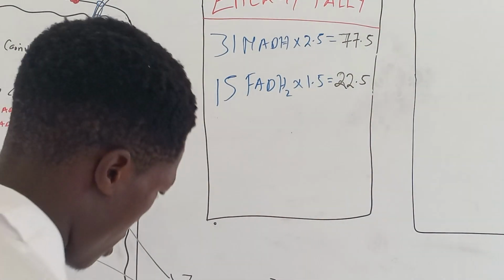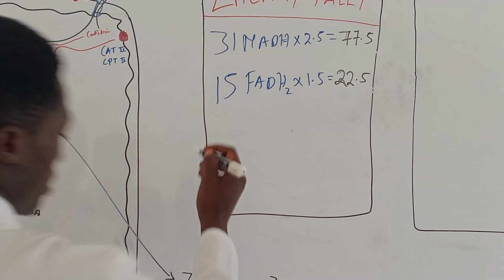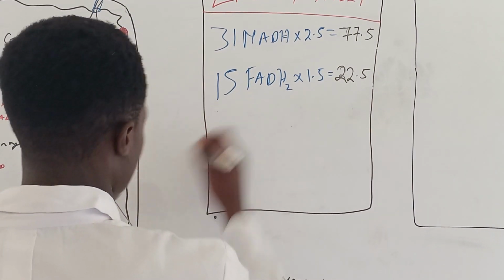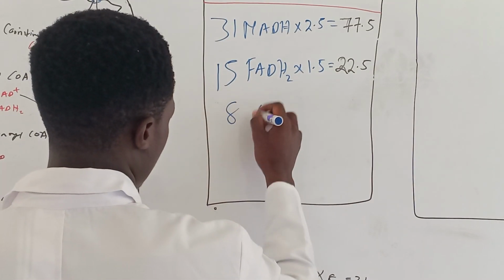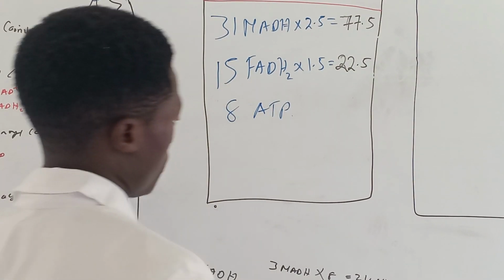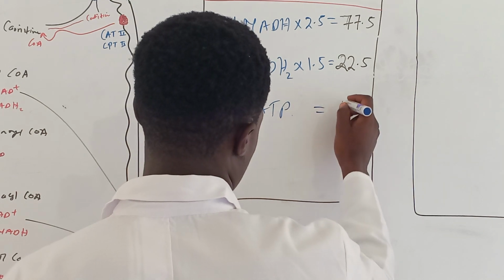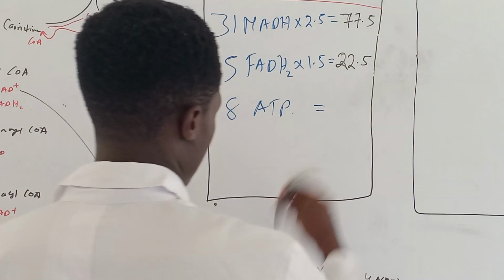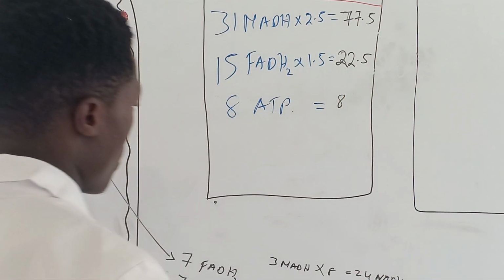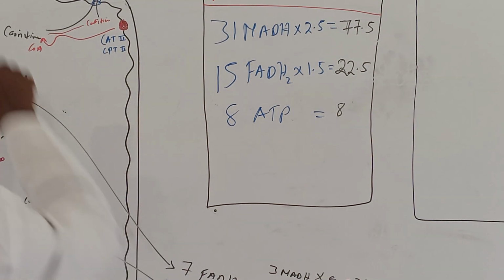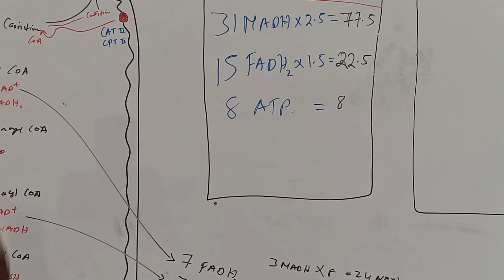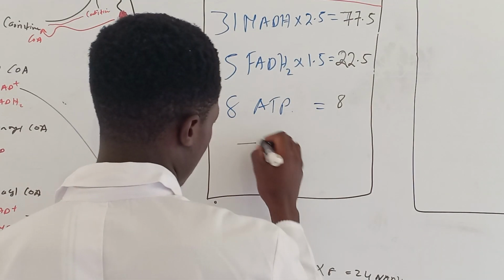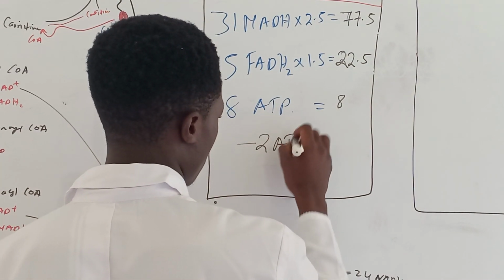22.5. Alright. Then we have how many ATPs? That's going to be 8 ATPs. But you guys remember, during the activation process, while we are activating the palmitic acid, we used 2 ATP molecules. So we are going to subtract 2 ATP.